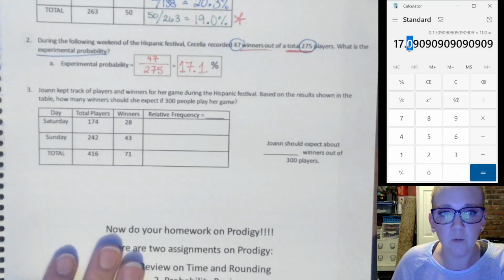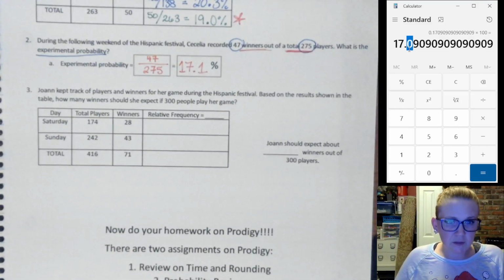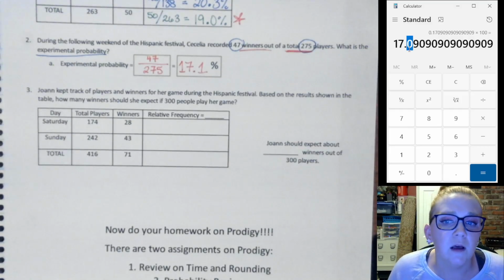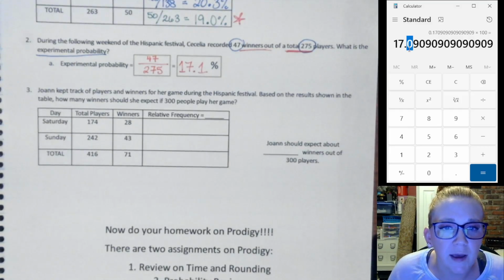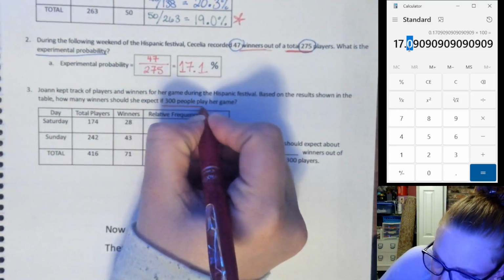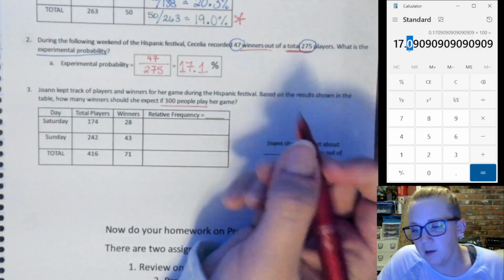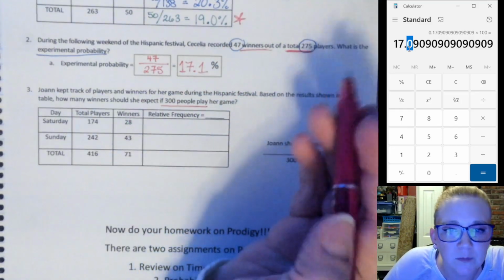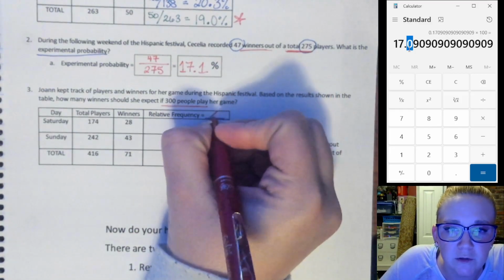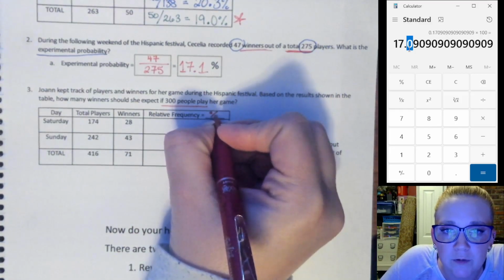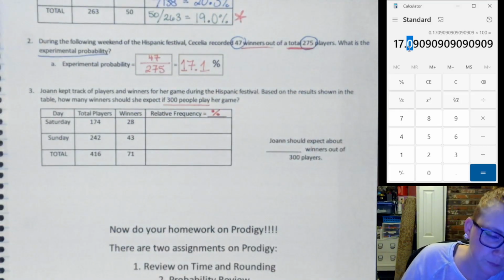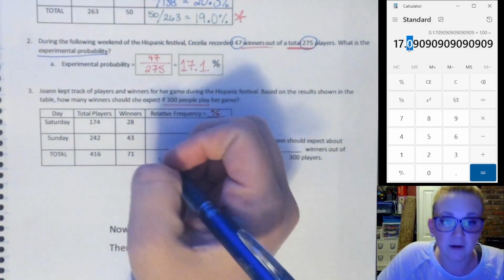Okay, so let's try it. We got one more. It says Joanne kept track of players and winners for her game at the same festival. Based on the results shown in the table, how many winners would she expect if 300 people played her game? All right, so again, we have to figure out these numbers right here. And again, whenever you see that phrase relative frequency, they're asking you to find the percent. So that's what we're going to find. We're going to do it 3 times here.